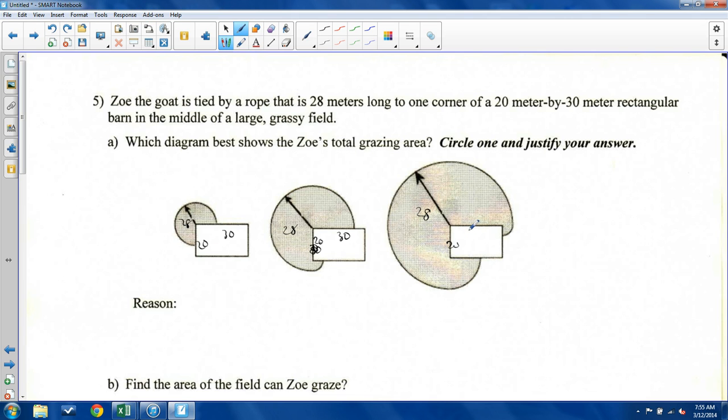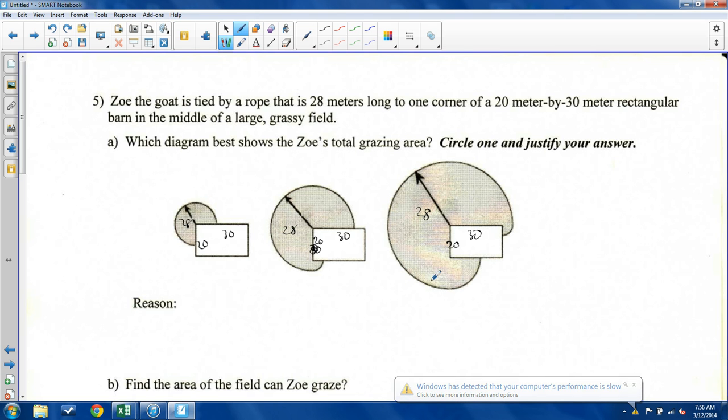Yeah, so 20 by 30 meter barn, and this is a 28 meter rope. So we're going to see which one makes the most sense. If you make the rope as straight as possible, 28 meters, and you start to go to the 20 meter area, like this one right here, I start to go around, and I'm going to go right here.